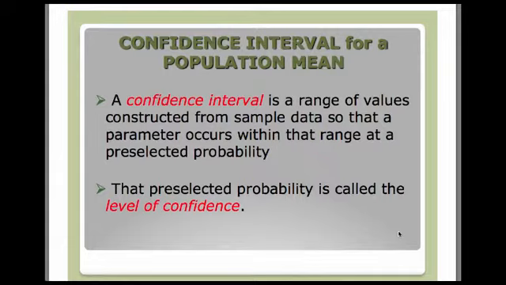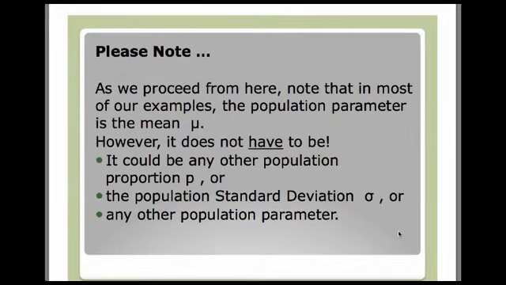So you'll be hearing these phrases as we go through. A couple things to note. In most of our examples, the population parameter is going to be a mean value, mu, but it doesn't really have to be. It could be a population proportion, p. You will see that once in a while. It could even be the standard deviation itself that is the parameter of interest, or really anything else. But for the most part, we're going to largely be using the population mean mu.